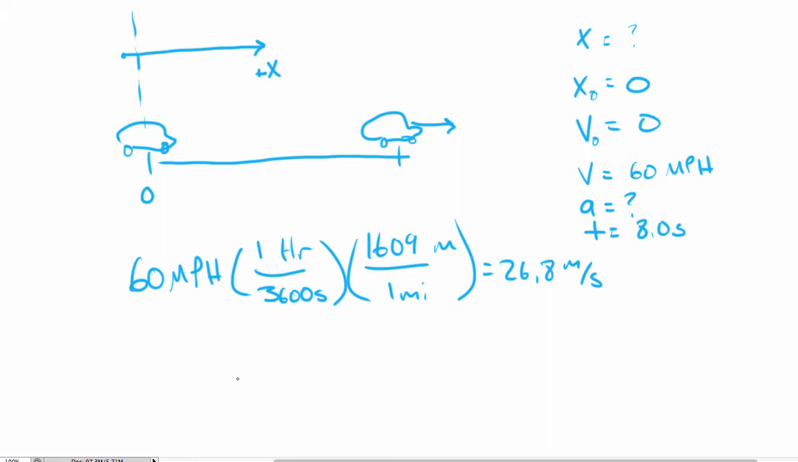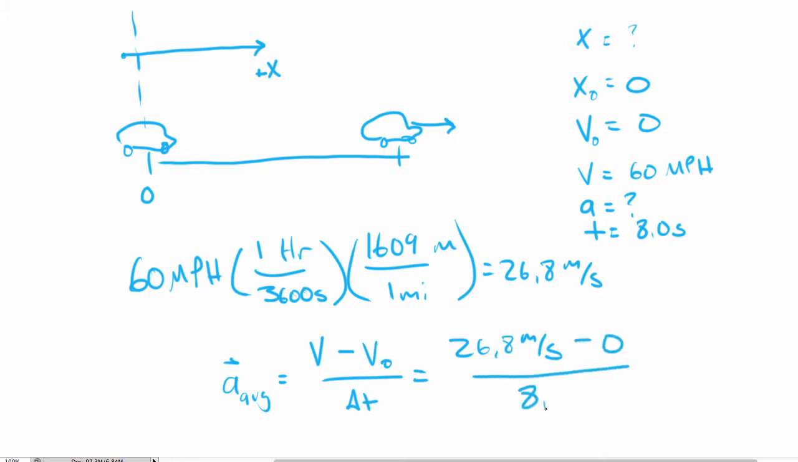All right, so we have the correct units now. We can figure out the average acceleration. Well, we know that our definition for average acceleration is equal to the change in the velocity divided by some time interval. So what we're looking at here is the final velocity minus the initial velocity divided by delta t, which is 8 seconds. All right, so I can plug in my numbers now. My final velocity I just solved for, 26.8 meters per second. Initial velocity is 0. Delta t is 8.0 seconds.